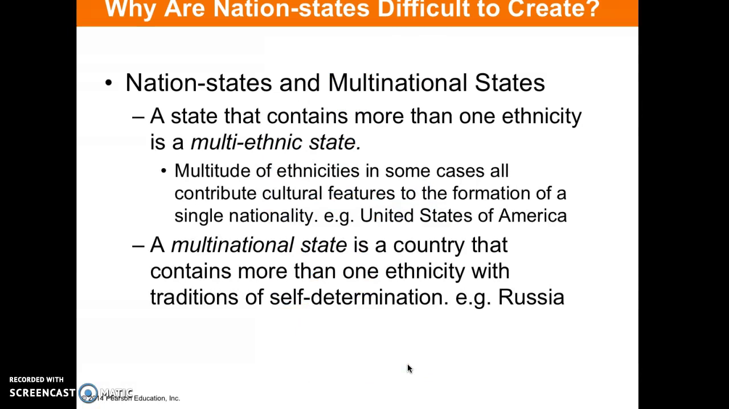Multi-ethnic states and multinational states. A state that contains more than one ethnicity is a multi-ethnic state. So the United States is a multi-ethnic state, and we do usually form a single nationality. Most people who live in the United States recognize themselves as American in some way, shape, or form, although not everyone. And technically the U.S. is also a multinational state, like we've talked about. Russia is also a multinational state. So a multinational state is a country that contains more than one ethnicity with traditions of self-determination, like in Russia.